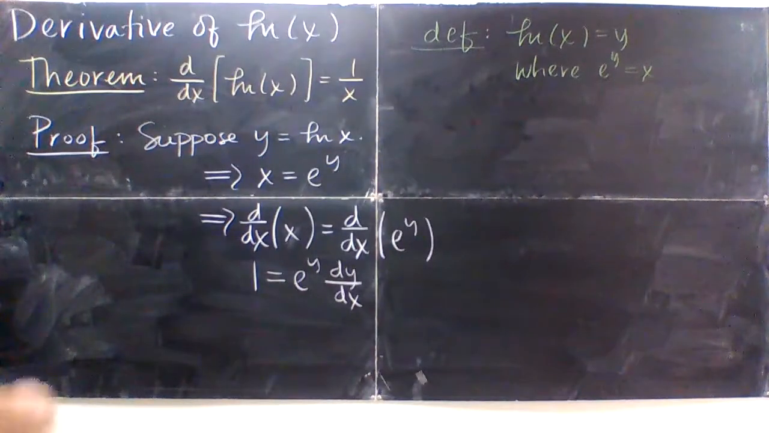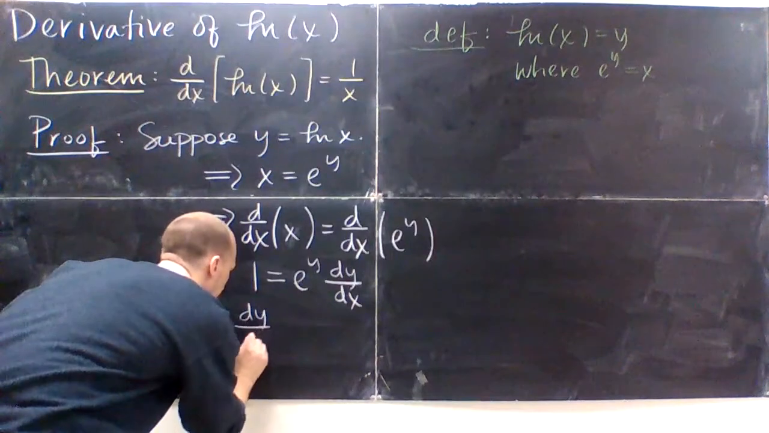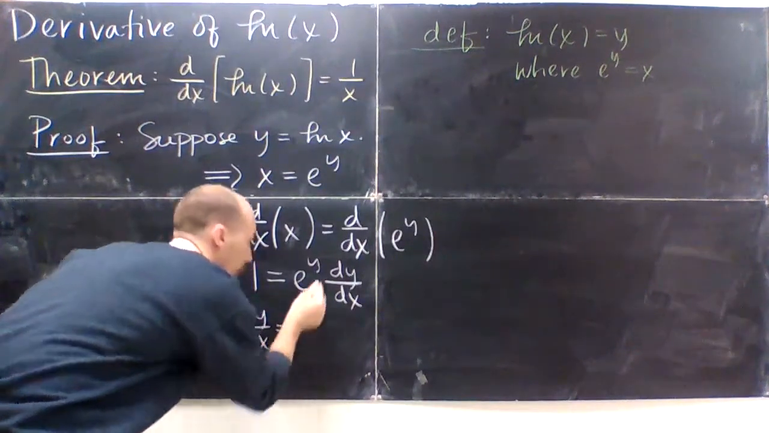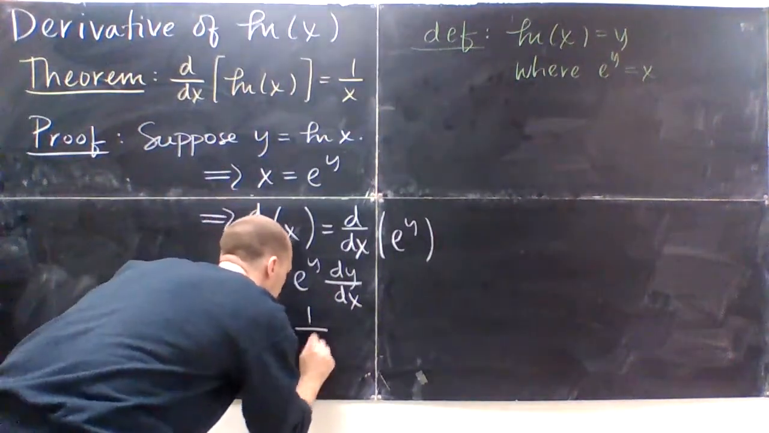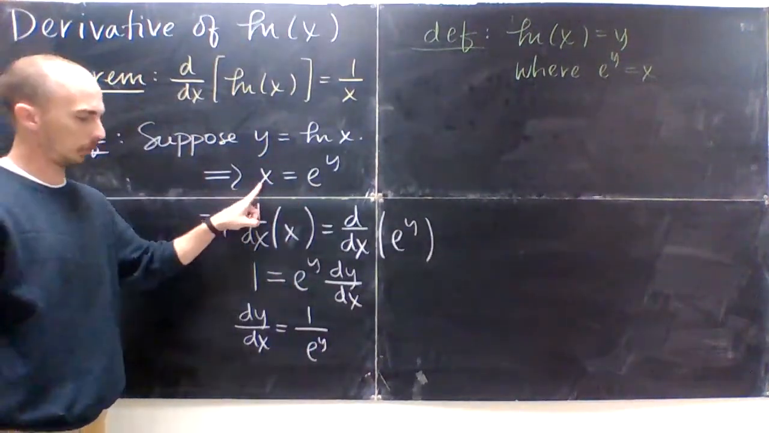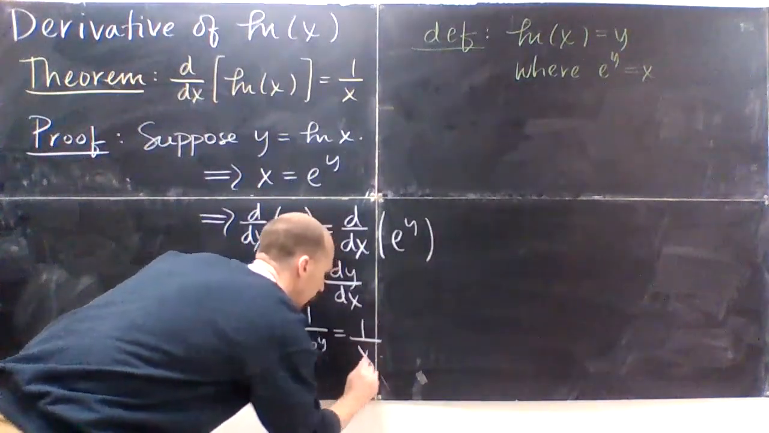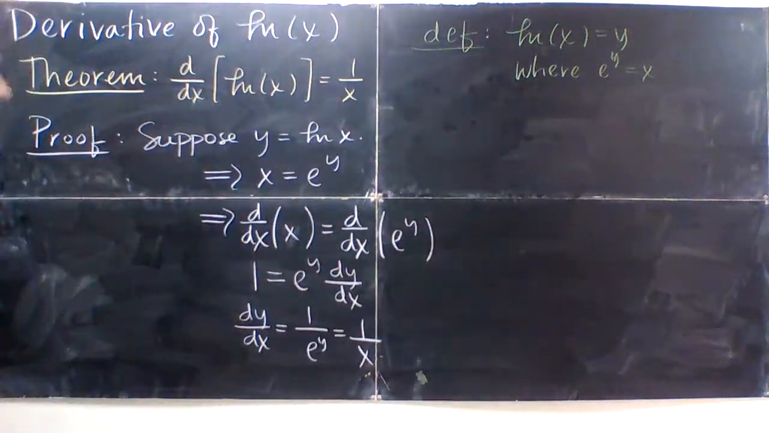And then, well, I'm going to say that dy dx is equal to 1 over e to the y. And we said that e to the y was equal to x, so that means that this is going to be equal to 1 over x, which is what I'd set out to show you in the first place.